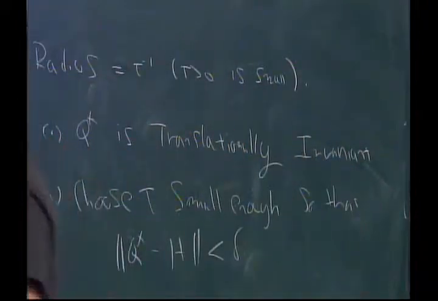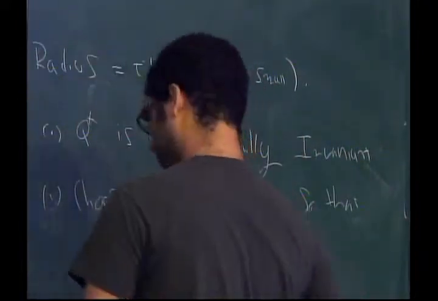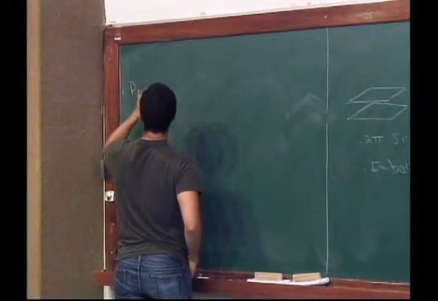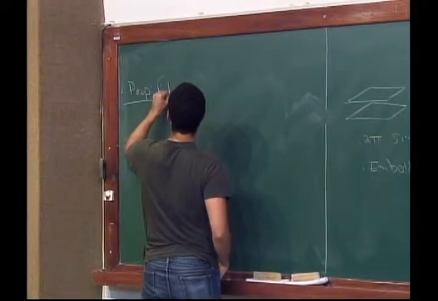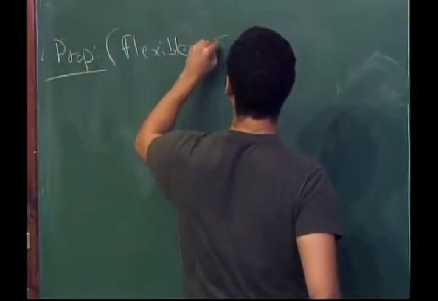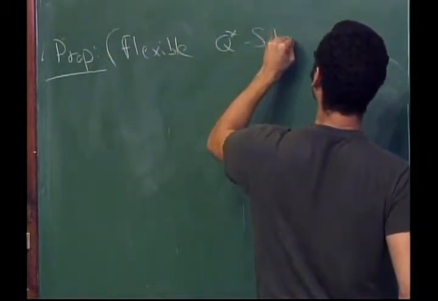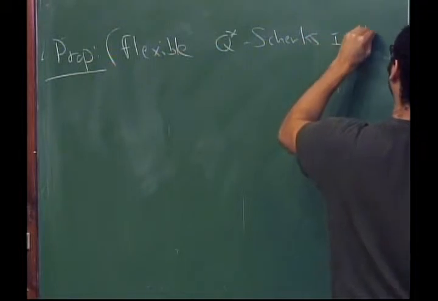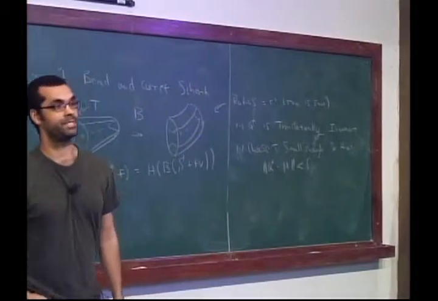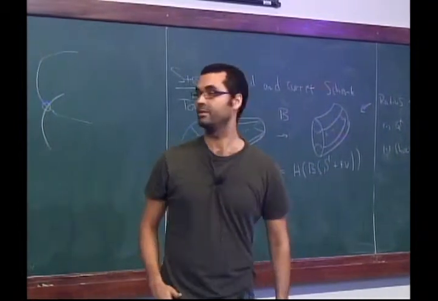So, okay, what do we actually want to do here? Well, we want to prove the following proposition, which, for lack of better terminology, I'm just calling existence of flexible Q star Scherks and tubes. What we want to be able to do here is correct these guys back to minimality, rather their images, while being able to prescribe small Dirichlet boundary data in the tube, right?